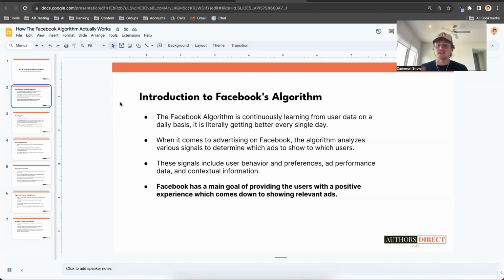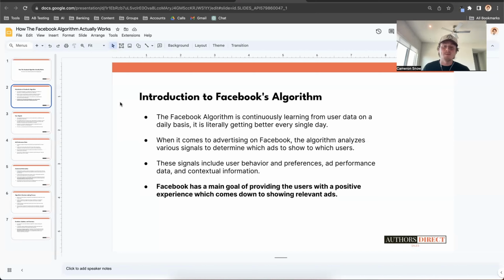But when it comes to advertising on Facebook, the algorithm analyzes various signals to determine which ads to show the users. So there are hundreds, thousands, tens of thousands of signals that it's using. These all break down into behavior, preferences, the ad performance data, contextual information, because Facebook can see all advertisers on the platform and how all of them are performing. And it takes into consideration all of this data and the different types of advertisers as well.